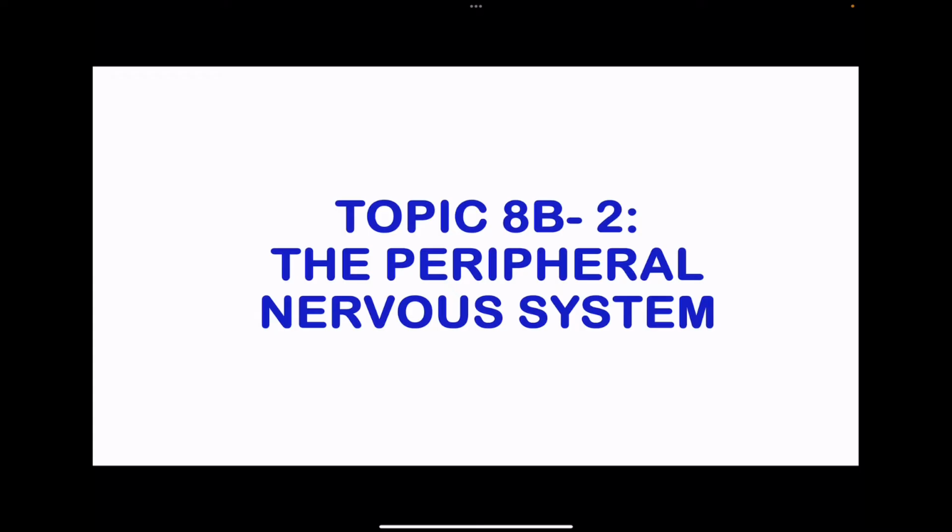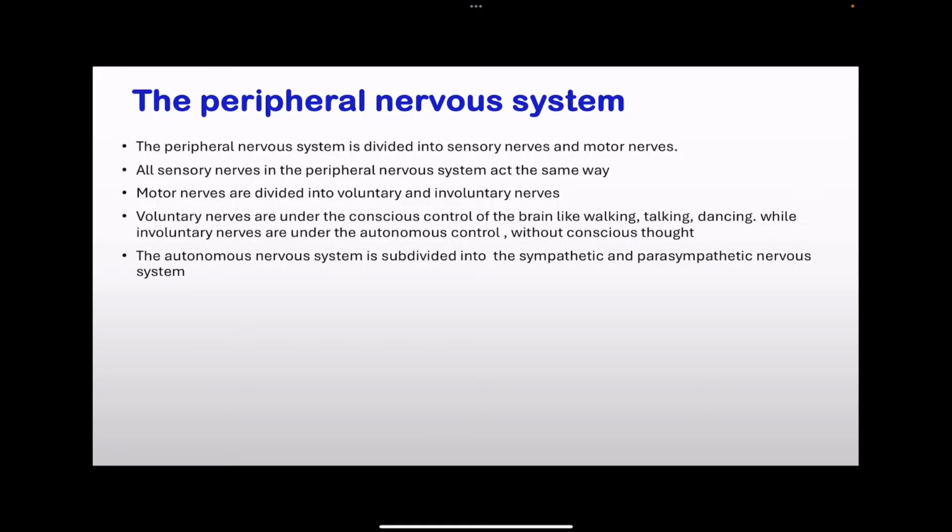Going on to topic 8b2, the peripheral nervous system. The peripheral nervous system is broken down or divided into sensory nerves as well as motor nerves. We know all sensory nerves within the peripheral nervous system are going to act the same way because they just get impulses from the receptor towards the central nervous system. However, these motor nerves are going to be different because they are divided into those that are voluntary and others that are involuntary. The voluntary involve the conscious thought of the brain, and the involuntary occur without conscious thought.